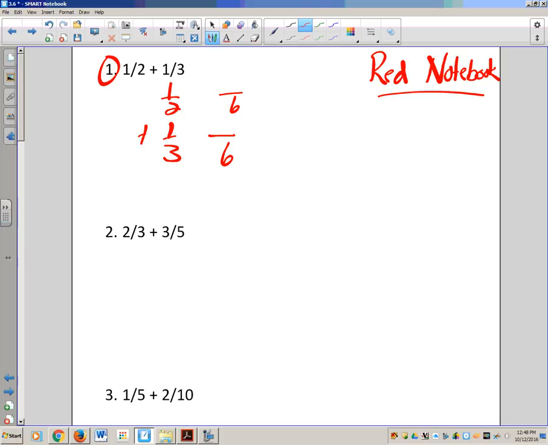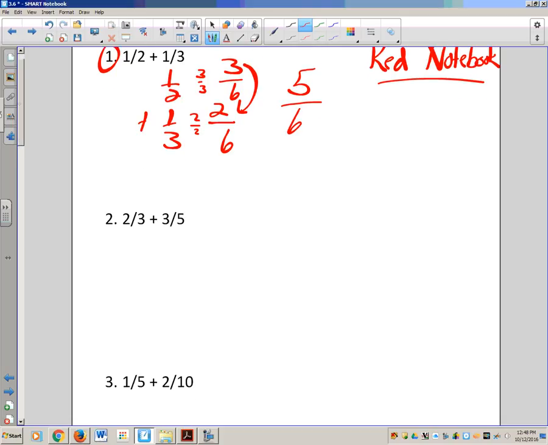3 times 2 is 6. Whatever I do to the bottom, I got to do to the top. 1 times 2 is 2. 2 times 3 is 6. Multiply the 1 by 3. I have common denominators of 6. Add my numerators. 3 plus 2 is 5. 1/2 plus 1/3 is 5/6. I can't reduce that.